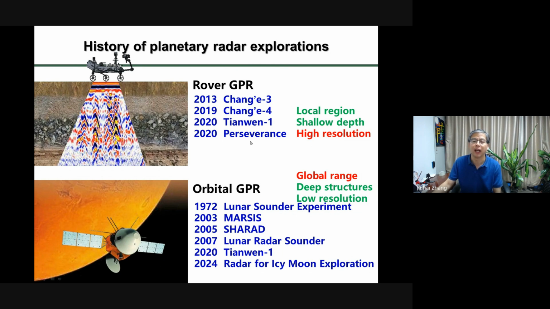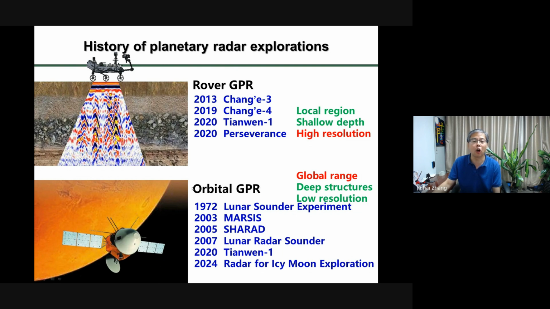So we can see it's very popular in recent years to use ground penetrating radar, GPR, on rovers, and the main advantage is its high resolution, although its detection is somewhat local and has very shallow depth. Anyway, it can provide a very detailed profile of the subsurface.